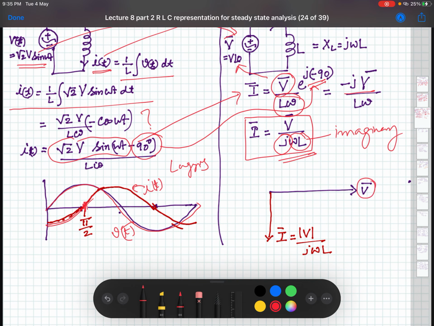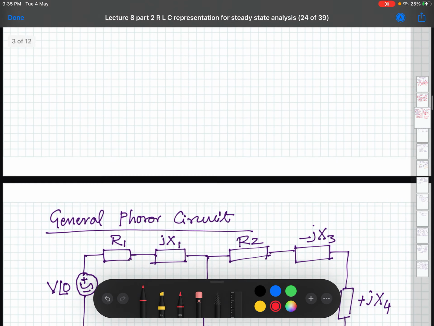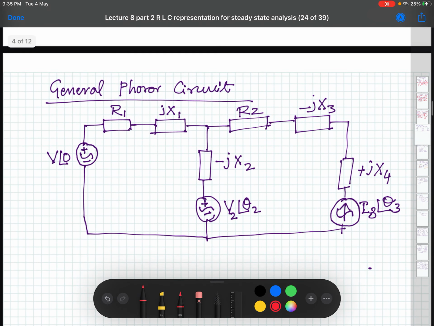If this was V, then I should be, because it is shift of J in a negative, that is in this direction minus 90, and that is how you call the current is lagging. So I upon V upon kind of R, or you can say j omega L. Okay, so inductive reactance.